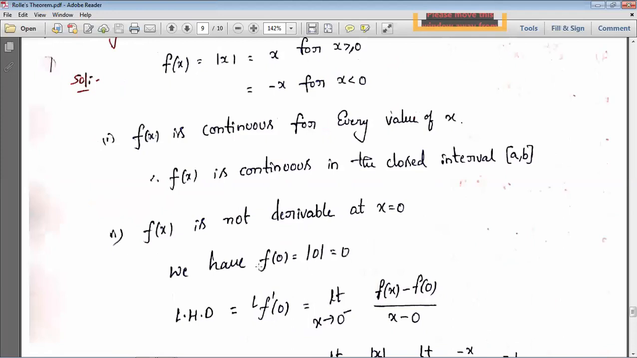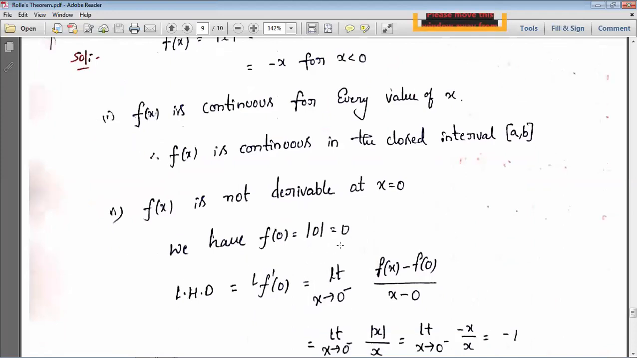So we have f of 0 is equal to mod 0, which is equal to 0. For finding the derivative, we need to calculate the left hand derivative and the right hand derivative. Those two must be equal, then we say that the derivative exists.